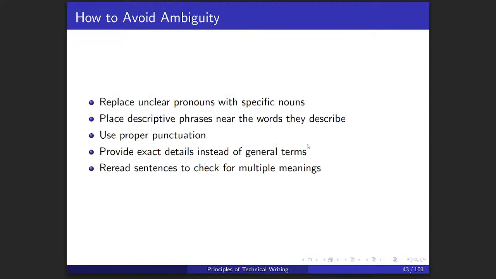So how to avoid ambiguity? Replace unclear pronouns with specific nouns. Place descriptive phrases near the words they describe. Use proper punctuation. That is a must, the basic thing you need to do when writing a technical paper. Provide exact details instead of general terms. Reread sentences to check for multiple meanings. If you write a sentence, read it once so that it gives clarity.